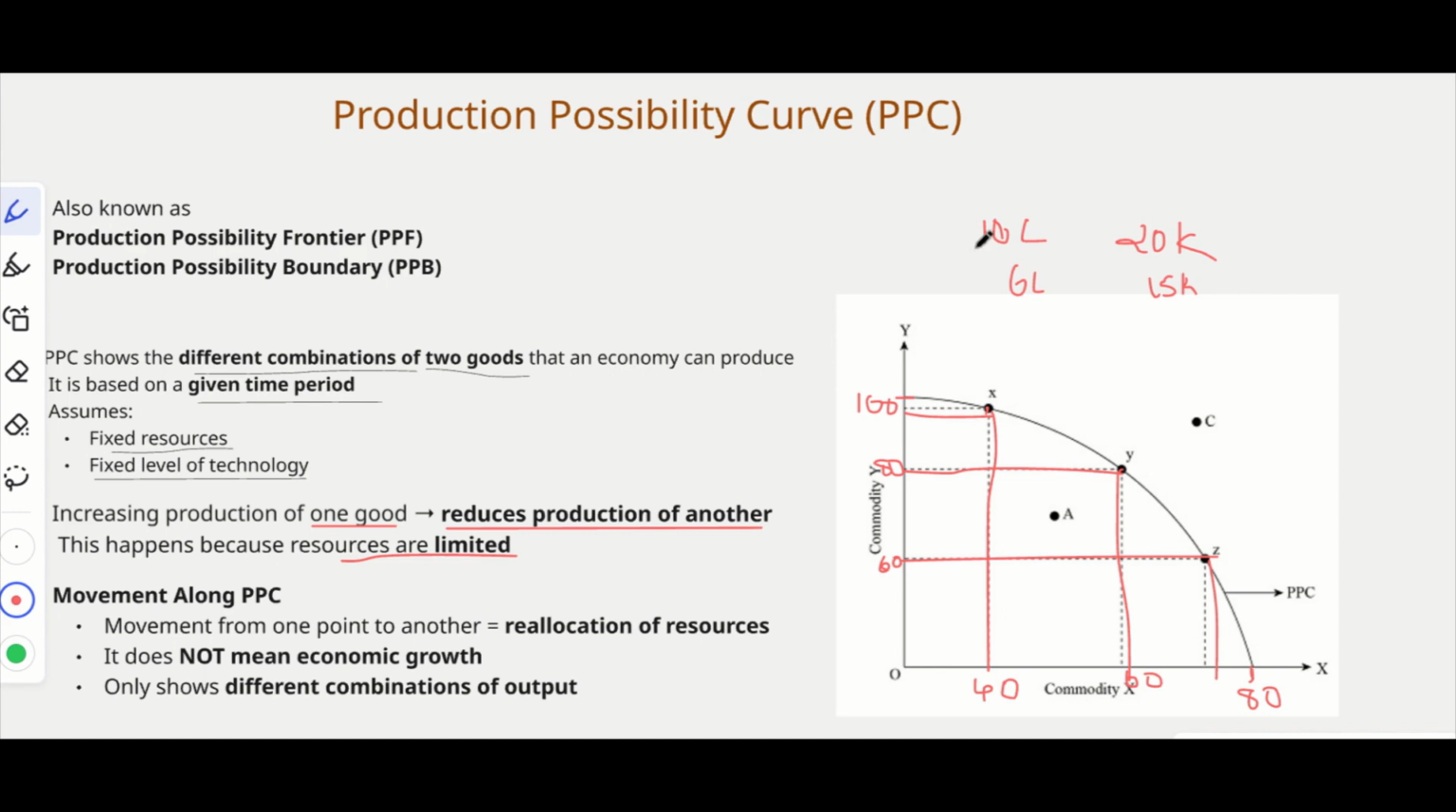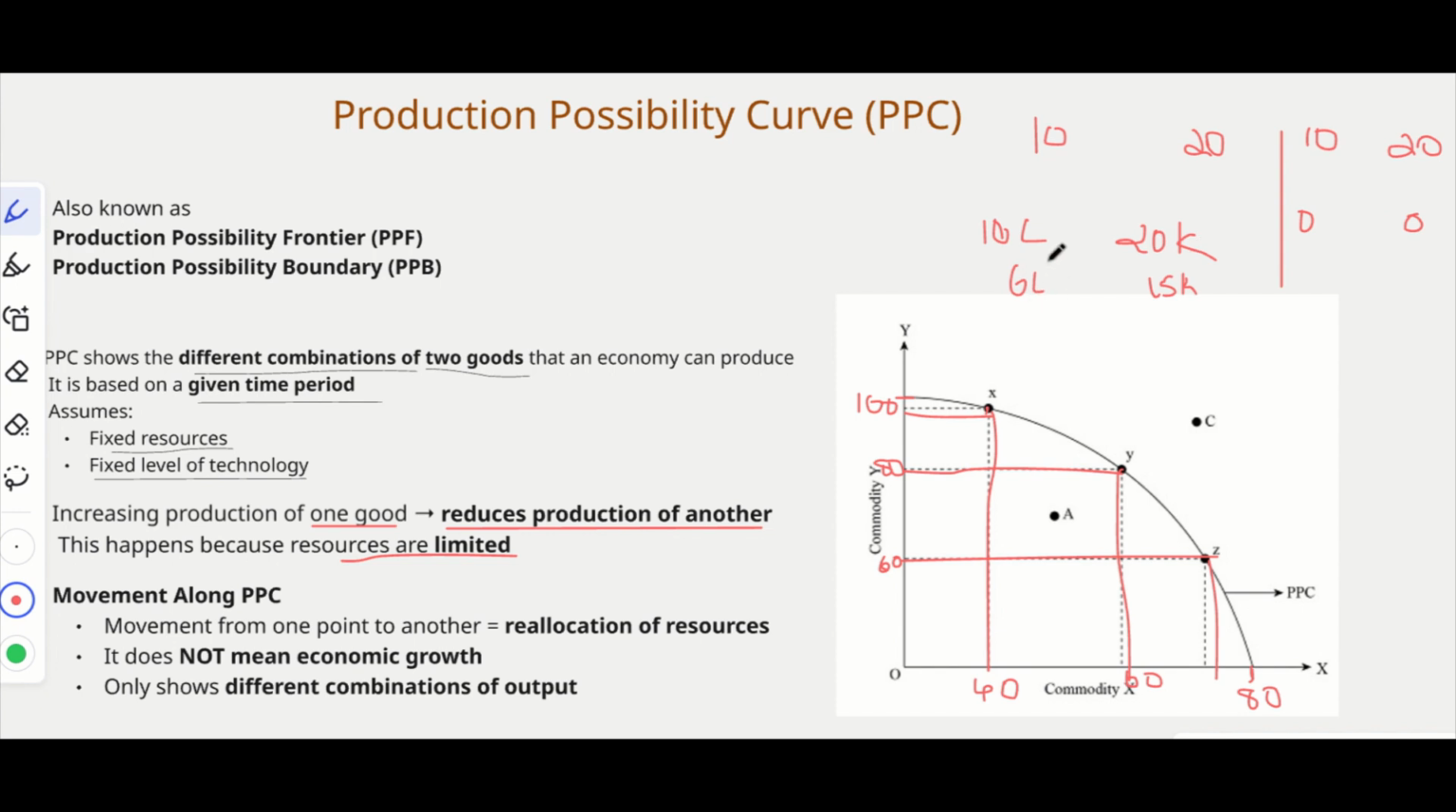So what is the total labor we have? 10. And what is the total capital we have? 20. And for 80 units of commodity X, also the maximum will be 10 labors and 20 units of capital. Whenever we use 10 and 20 for commodity Y, both we use for Y, so it will be 0 and 0 here.